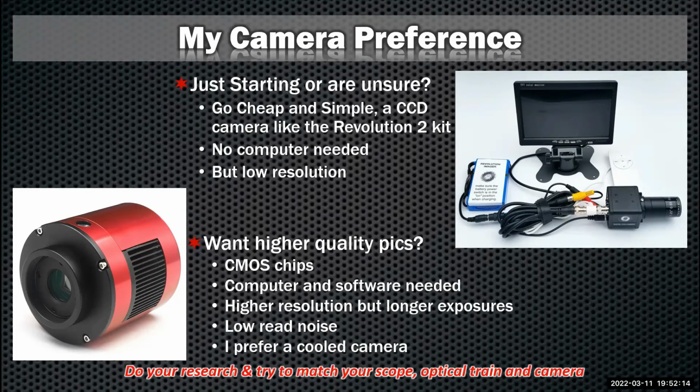Now, whatever you wind up getting, make sure you do your research and try to match your telescope and optical train with your camera. In certain cases, the type of chip that a camera has really is meant for a certain focal length telescope. So again, do your research and try and make sure you get within that range.